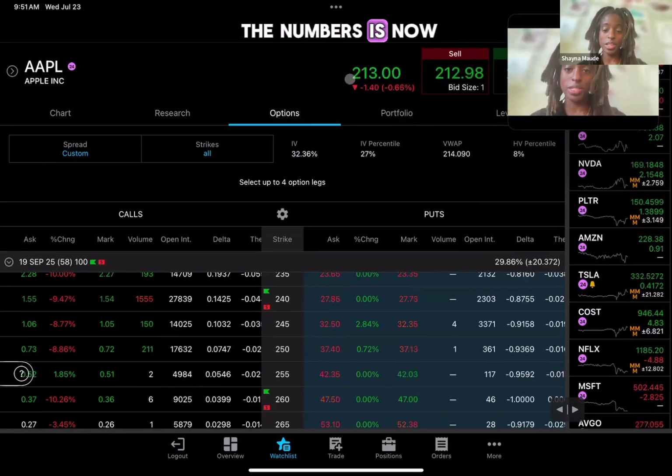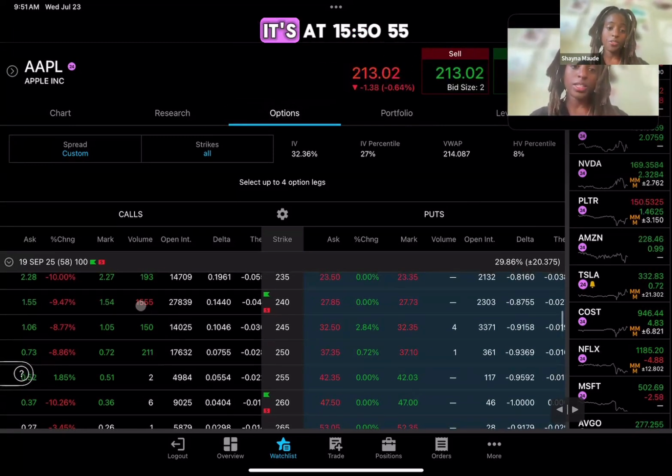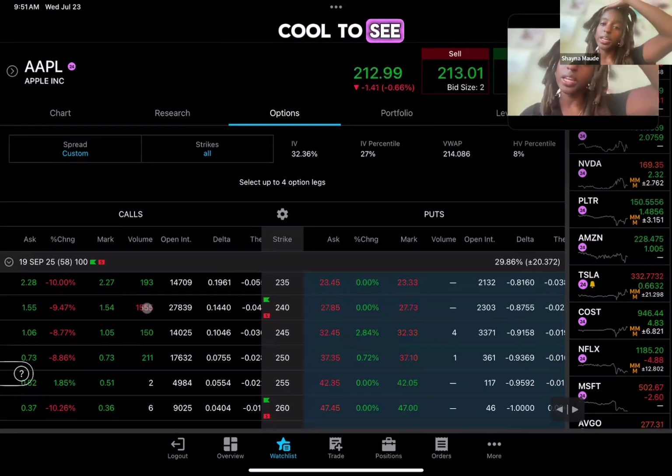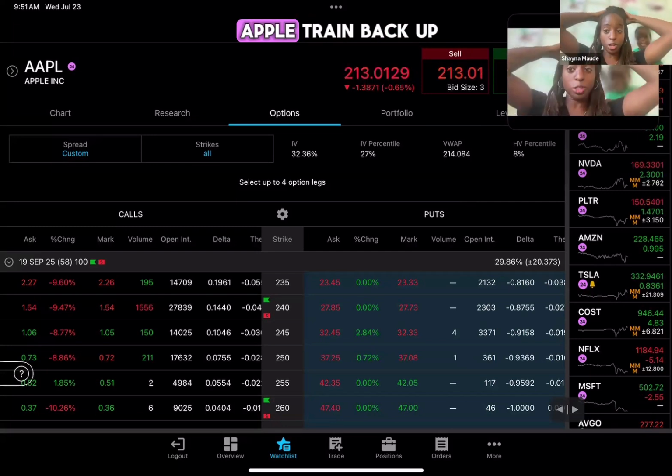As you can see, it came back to 213. So it's holding. So people are buying the 240. Look, it's at 1550, 55. So yeah, that's really cool to see. This is how you join the train. So I'm joining this Apple train back up.